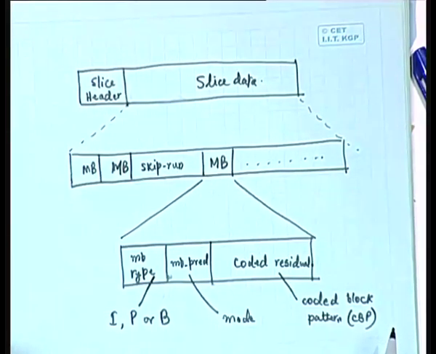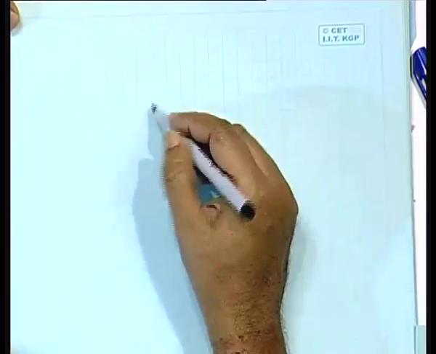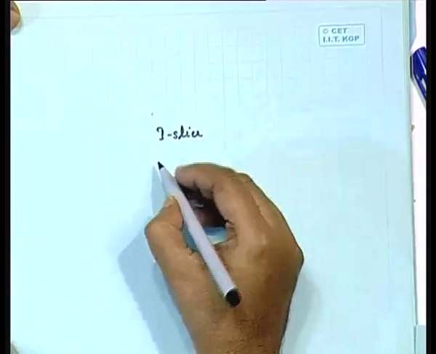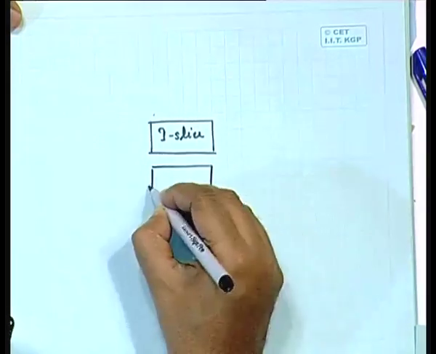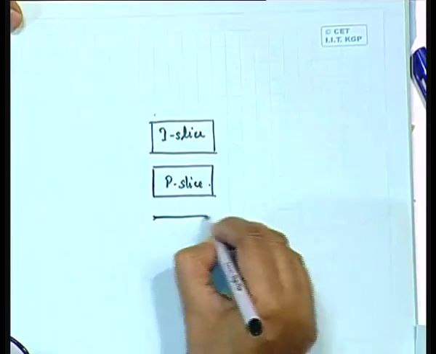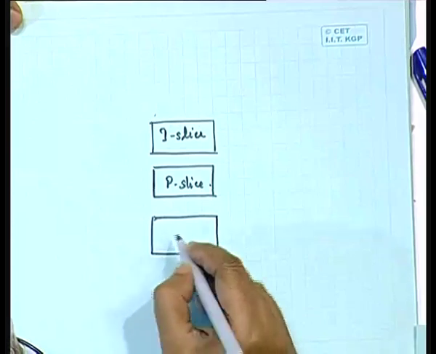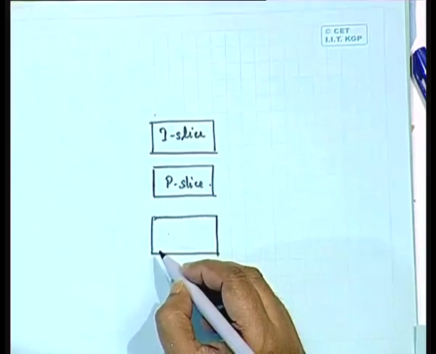Now, coming back to the question of the profiles supported under H.264, the baseline profile supports the I slice and the P slice. And there is also a very important aspect which I wanted to discuss slightly, that is the entropy coding aspect of H.264.